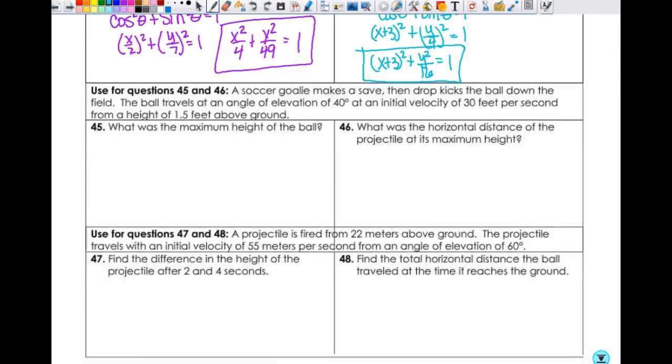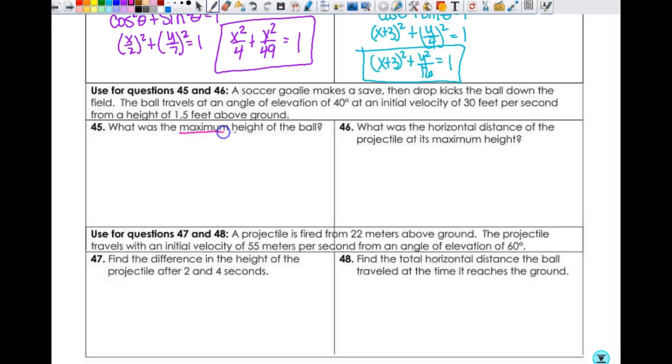Alrighty. Now, a soccer goalie makes a save, then drop kicks the ball down the field. The ball travels at an angle of elevation of 40 degrees at an initial velocity of 30 feet per second from a height of 1.5 feet above the ground. What was the maximum height of the ball?